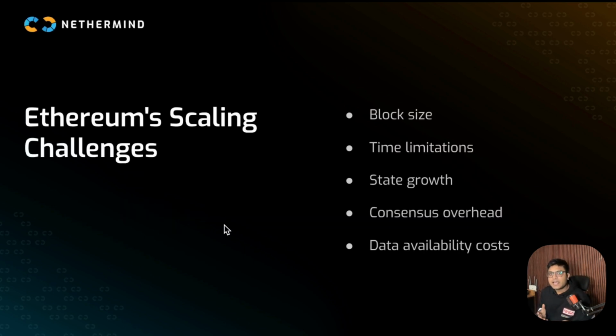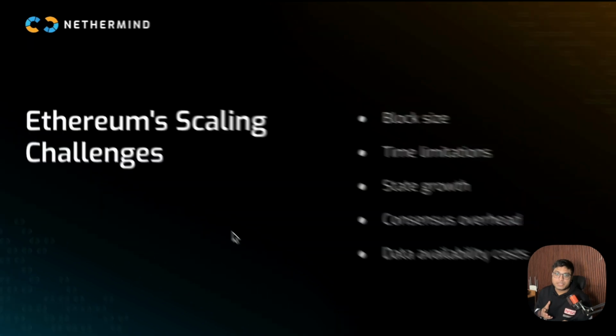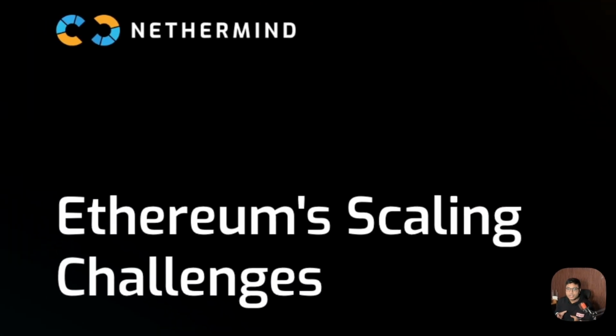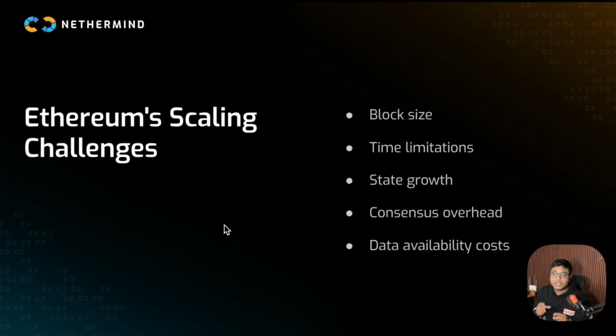To understand why StarkNet is exciting, let us first examine Ethereum's core scaling challenges. That would be the block size and time constraint. With a 12-second block time and gas limit, there's a cap on how many transactions can be processed on chain. Then comes the state growth.